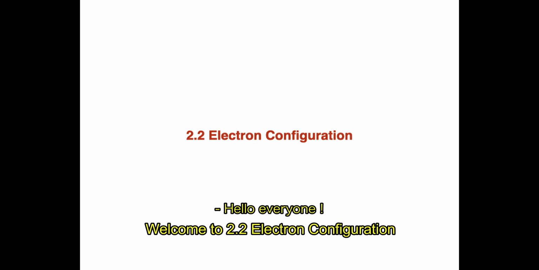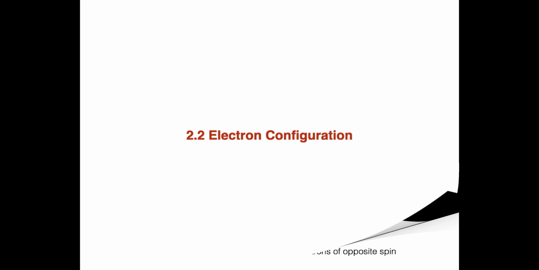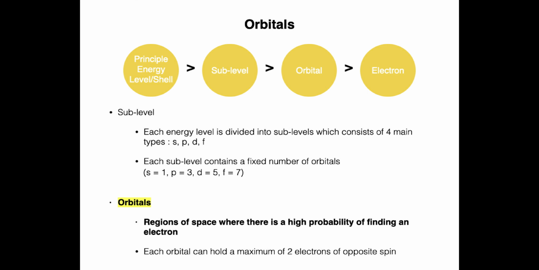Electron configuration. This is the next subtopic. Electron configuration is where a lot of students get stuck. It's a pretty difficult concept, so I'll try my best to make things super clear and easy to understand. Let's begin. Before we get into learning about orbitals, we need to have a clear understanding of the underlying concepts.